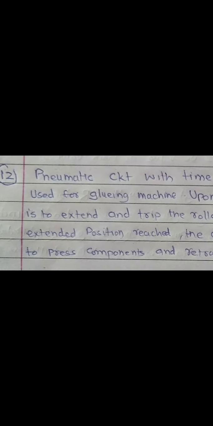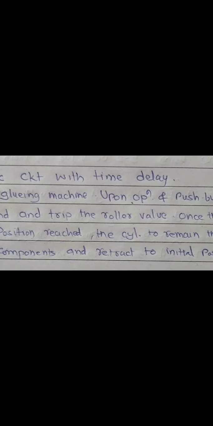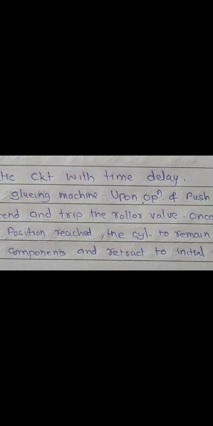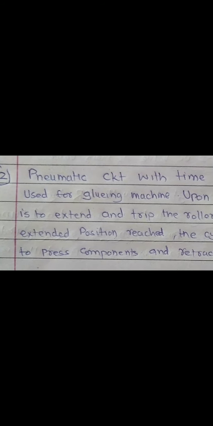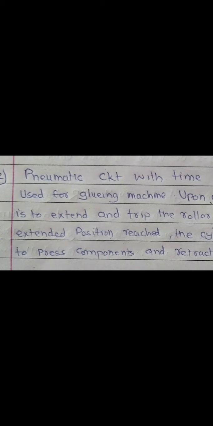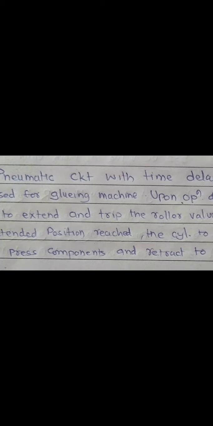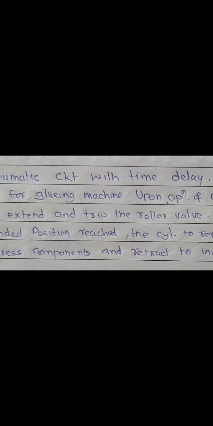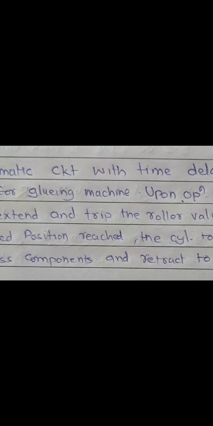Now we'll see the 12th circuit, the pneumatic circuit with time delay, right? Up till now we have seen direct control, indirect control, speed control, then OR gate, AND gate, which are logical circuits. Now we'll see the time delay, right? So a double acting pneumatic circuit with time delay, used for a gluing machine.